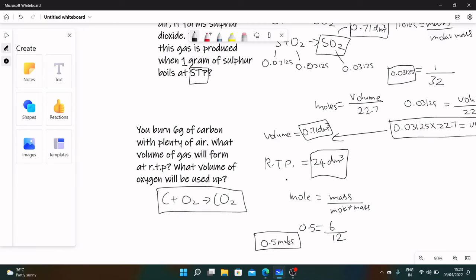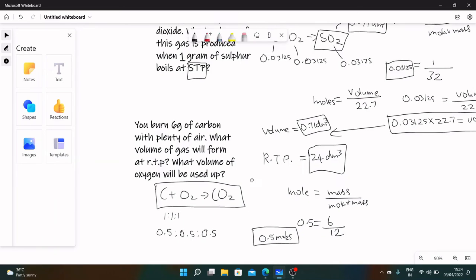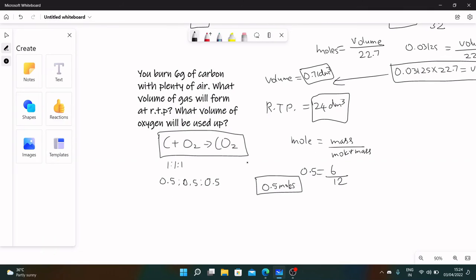Over here, if we read this equation, we would read it as 1 mole of carbon reacts with 1 mole of oxygen to give 1 mole of carbon dioxide. So the ratio is 1 is to 1 is to 1. So if over here we are taking 0.5 moles, it would just be 0.5 is to 0.5 is to 0.5. So since 0.5 moles of all of these reactants and products are taken, the volume of all of them will be the same. What volume of oxygen will be used up?